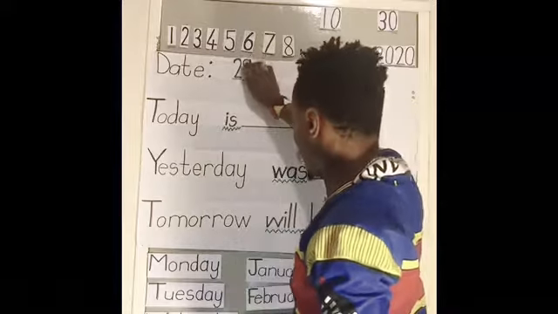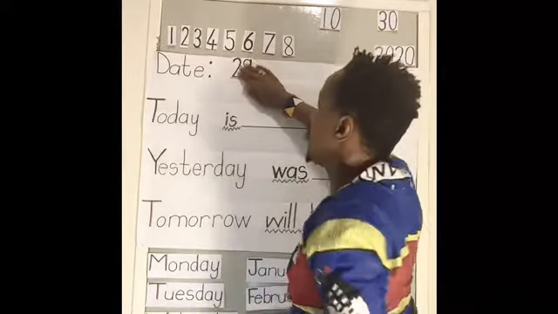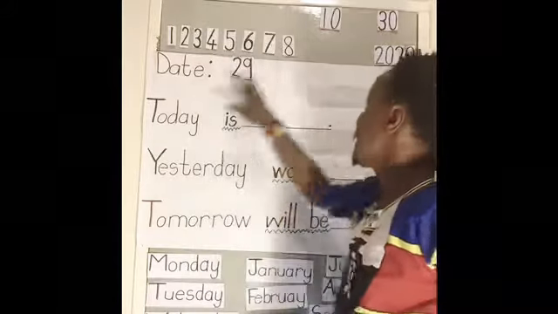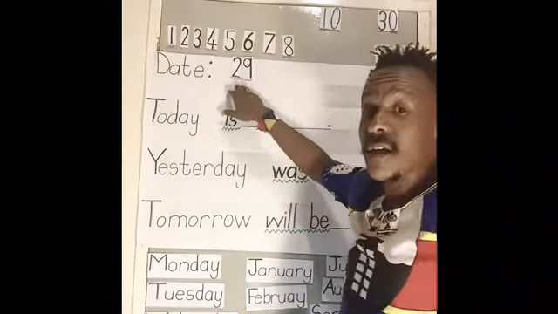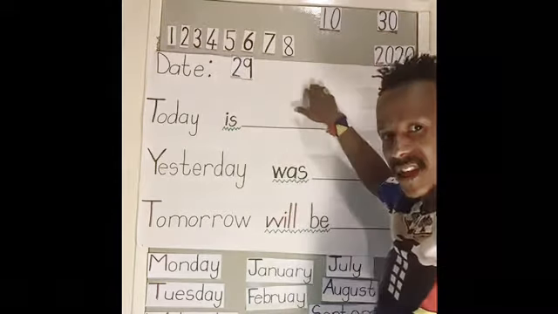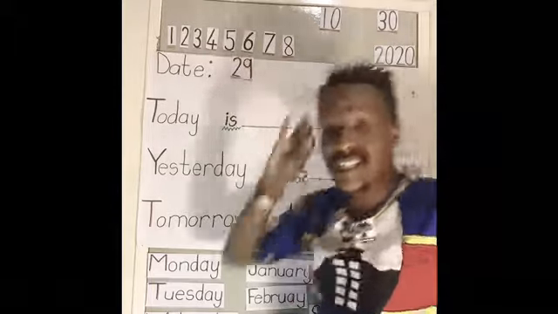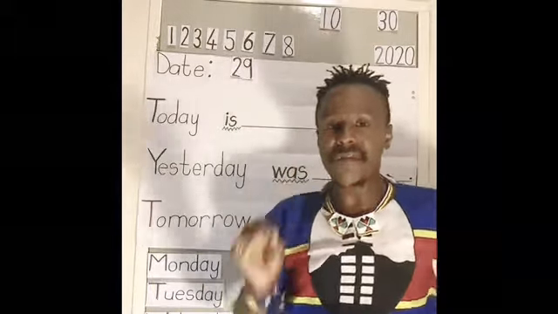So we start with the day. It differs from country to country and region to region. Take for instance, in the States, they start with the month and then follow with the day. We start with the day of the month and then come with the month and lastly the year. So it's the 29th. This is another trick which I normally emphasize.